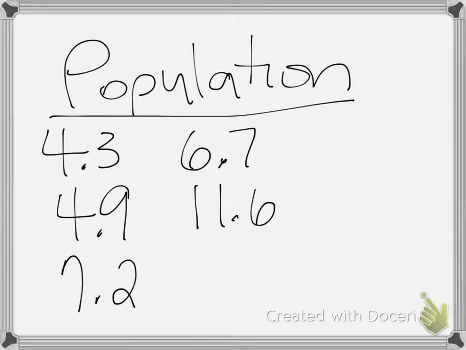So suppose we're told this is the population. These are returns on stockholder equity, and we have 4.3, 4.9, 7.2, 6.7, and 11.6. Very small population, but since we're told this is a population, we're going to assume these values represent all of the returns for a particular month.